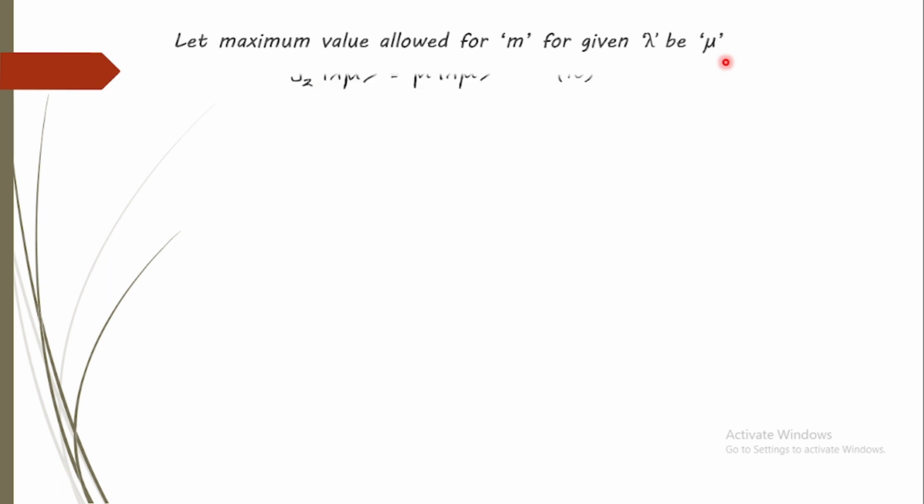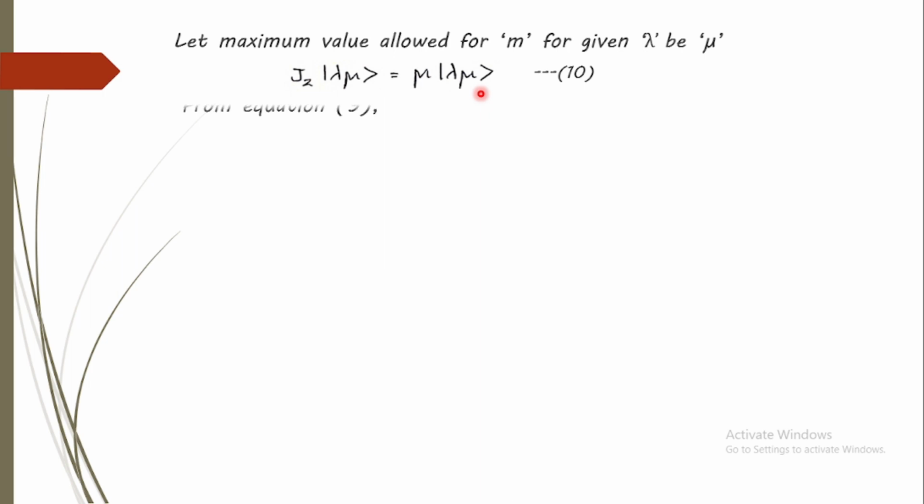Then we can write the eigenvalue equation as Jz ket lambda mu equals mu into ket lambda mu, which we will call equation number 10. So instead of m, we have mu here, which is the maximum limit of m, so that m square always remains less than lambda.